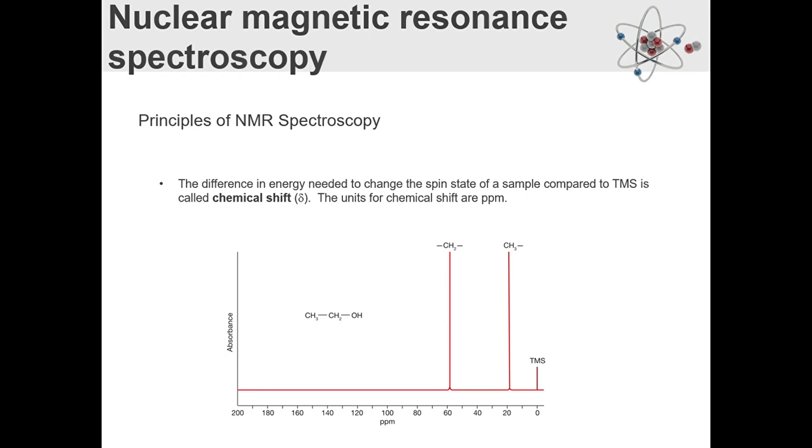change the spin state of the sample compared to TMS, which is called chemical shift. The units of chemical shift are in parts per million. Sorry, don't know why I stumbled on that. Now, here, if we look at this, we see that this is a carbon-13 NMR. Now, we have two carbons. Both of the carbons are different because there's a CH3 and a CH2, and they give us two different peaks. So we have a CH3 and a CH2. How do we know which one's which? Well, we'll get to that.